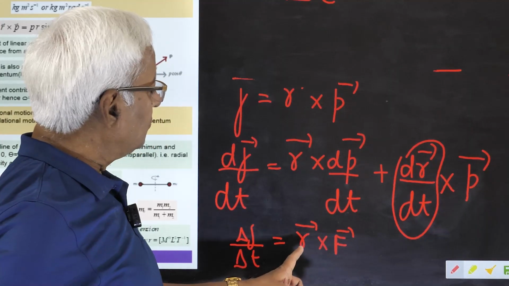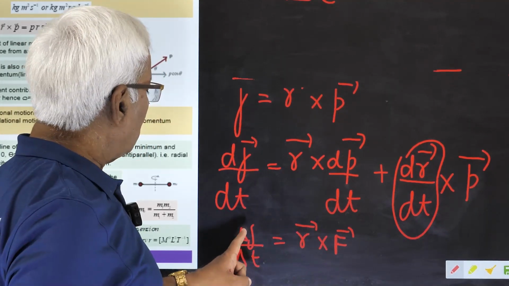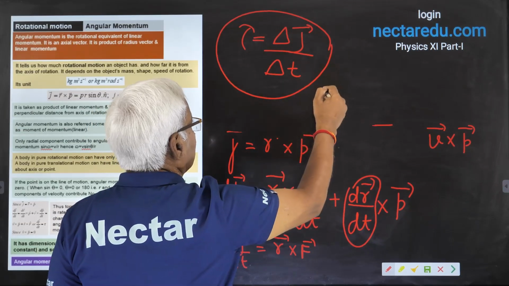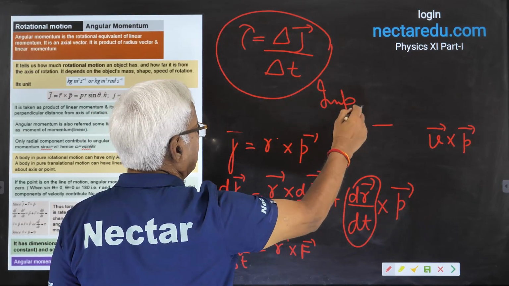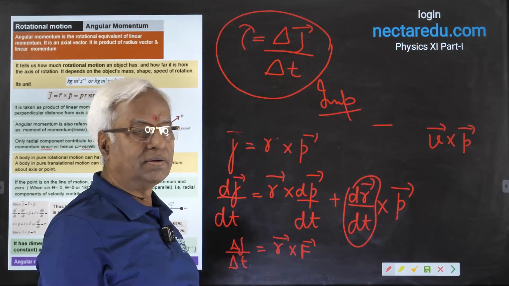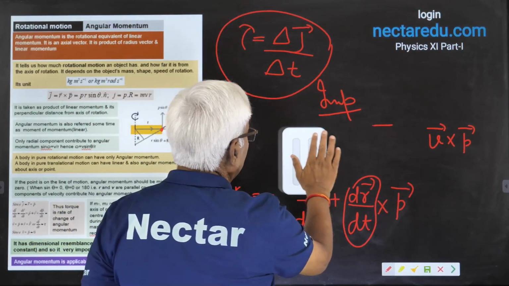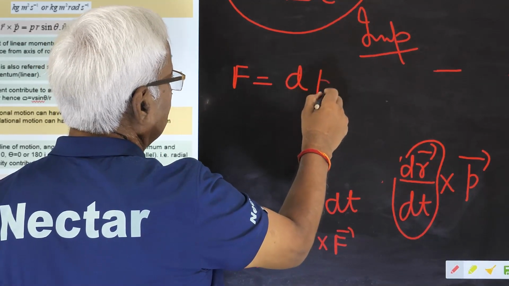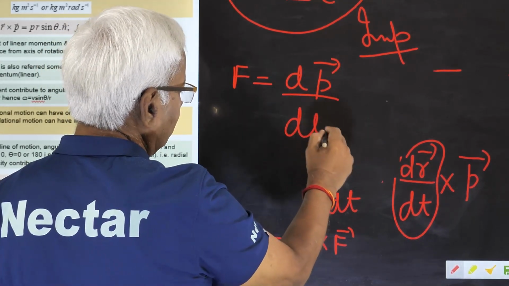So torque is equal to R cross F. Torque is equal to delta J upon delta T. This is also one relation between torque and angular momentum. This relation is quite similar to force equal to dp/dt.